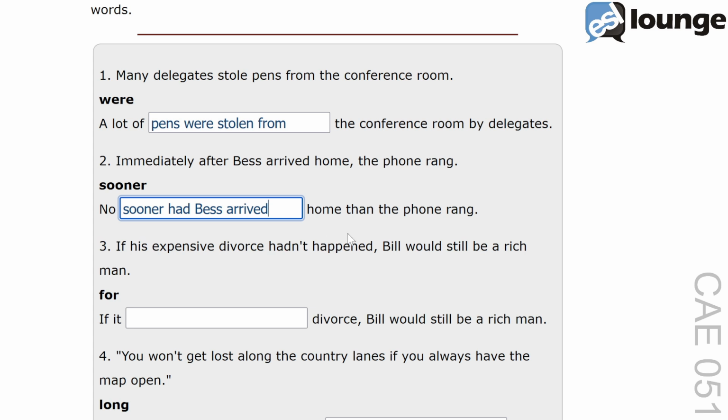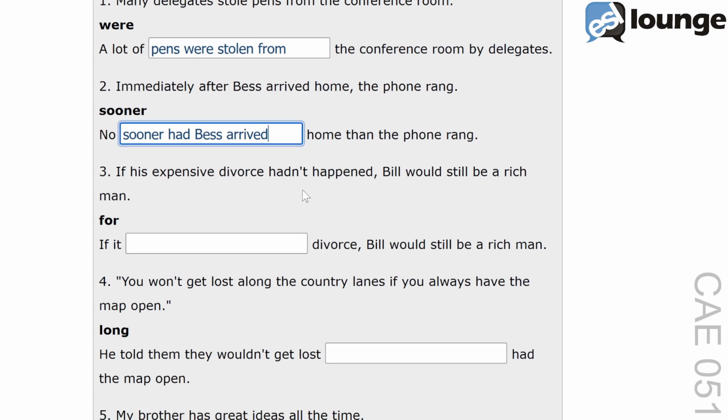Next up, number 3. The original sentence is, if his expensive divorce hadn't happened, Bill would still be a rich man. The keyword is for, and the second sentence is, if it blank divorce, Bill would still be a rich man. The correct answer is, if it hadn't been for his expensive divorce, Bill would still be a rich man.